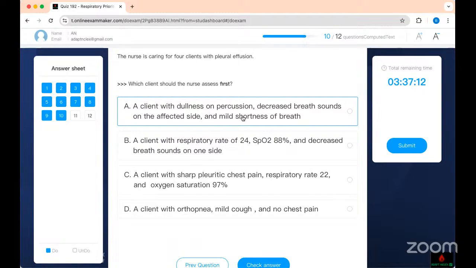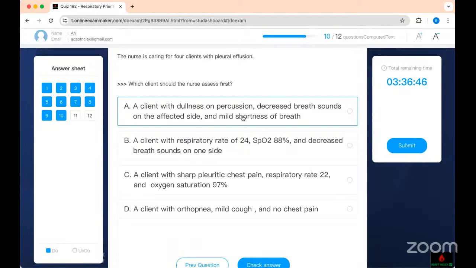Respiratory rate is 24, going up. Saturation is now being affected, 88. Therefore, the patient is suffering from the effusion and has decreased breath sounds, right? So that one is serious. C, sharp periodic chest pain because there's fluid there, right? Respiratory rate of 22 and oxygen saturation is normal. It's not suffering from it.